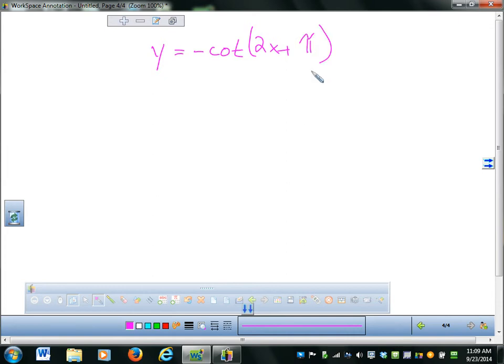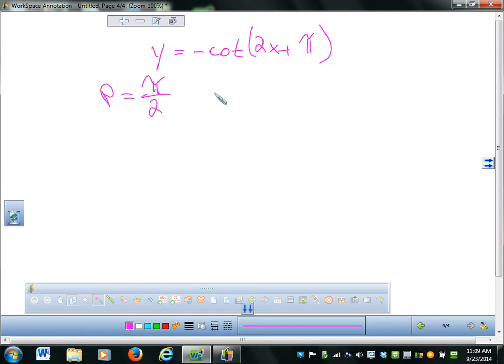Two x plus 5. Okay, so we'll just do this one kind of quick, then I'll be done because I know you want to get your quizzes back. Negative cotangent of 2x plus 5. So the period in this case is again pi divided by b. What's b in this case? 2. So again, the period is pi over 2.